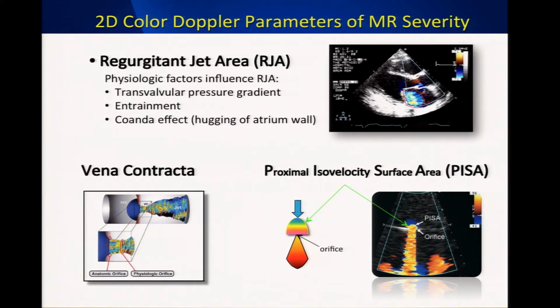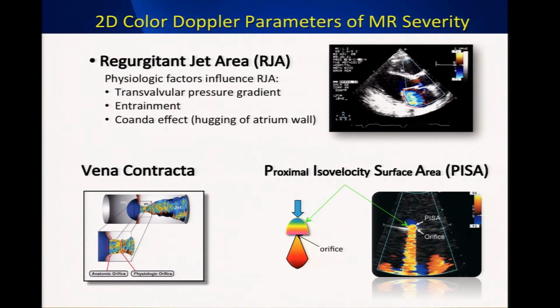So there's a bunch of different tools, and we'll talk about them briefly. Obviously, regurgitant jet area we'll talk about. And I think these two really should be talked about together, the vena contracta and the flow convergence. They really are the proximal flow event, and that's really where the money is.